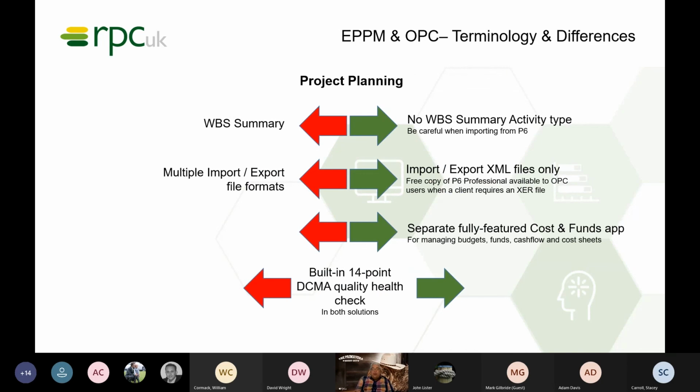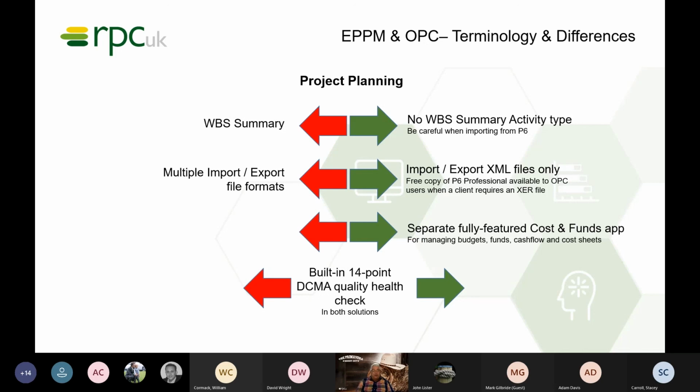Actually, down at the project planning level, I've noticed this in P6, you can have a WBS summary task. That's one of the hammock activities, like a level of effort. But so far in OPC, there is no WBS summary activity type. You can live without that because there is a level of effort type, but I have found when you import a project from P6 into OPC, if it's got a WBS summary, you need to just be aware of that.